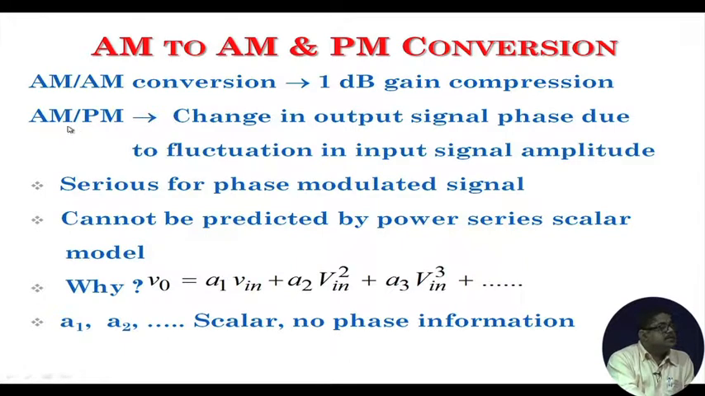Whereas, when you are changing the system, when you are squaring, basically you are playing with the frequency. So, there will be a change of phase also. So, you get AM to PM conversion, a change in output signal phase due to fluctuation in input signal amplitude. It is serious for phase modulated signals. This cannot be predicted by the power series scalar model.